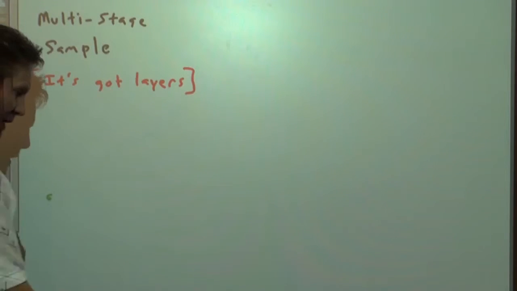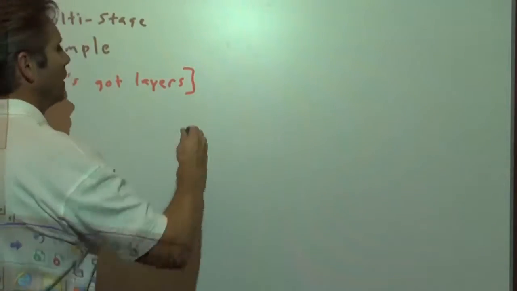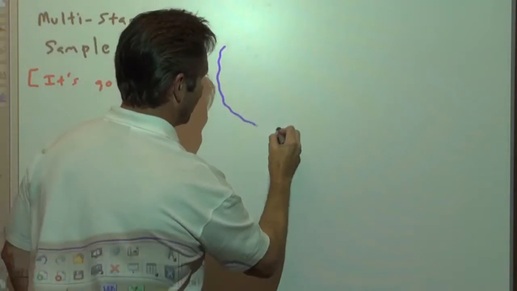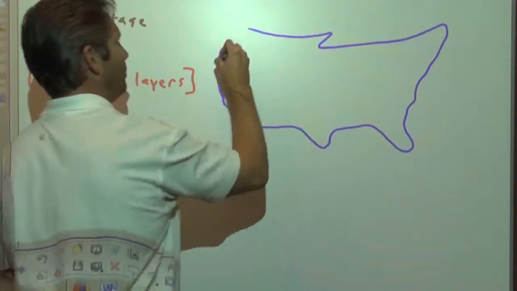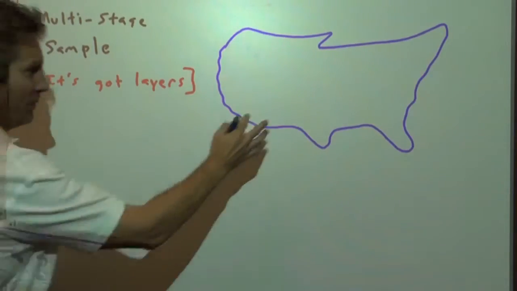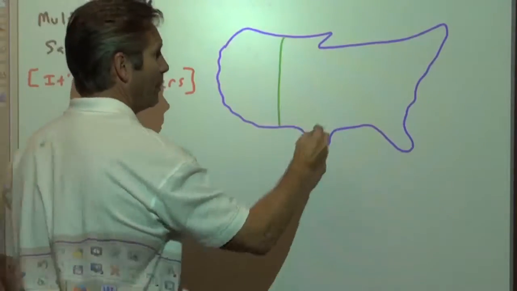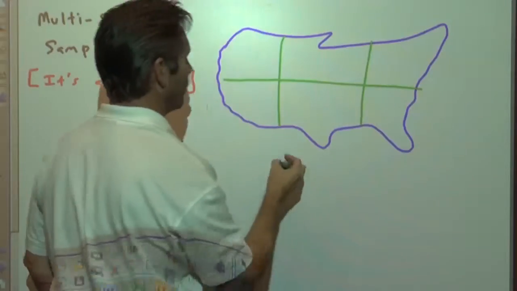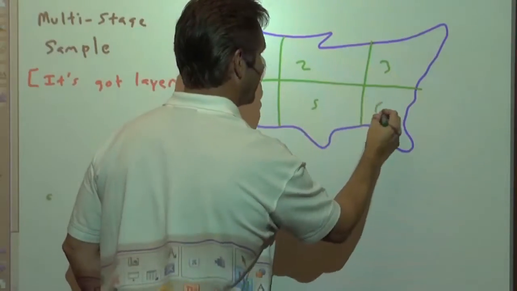Then we have a multi-stage random sample. So we could have, let's say, a certain country. Mother Russia. Okay, no, the United States. And what we're going to do is we're going to say, let's chop this baby up into 6 regions. Region 1, 2, 3, 4, 5, and 6.